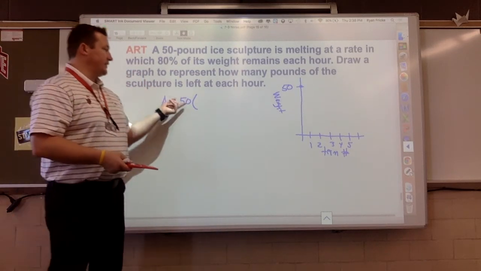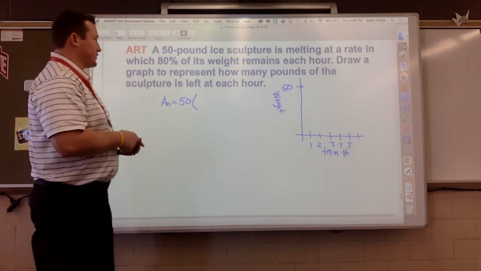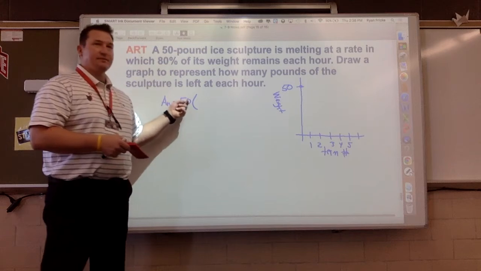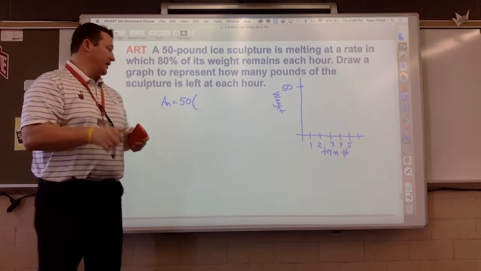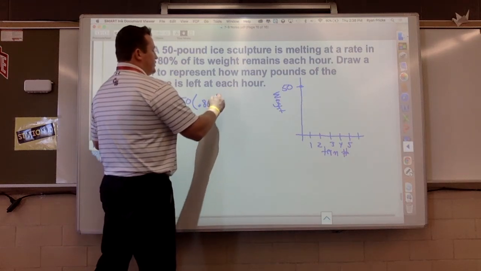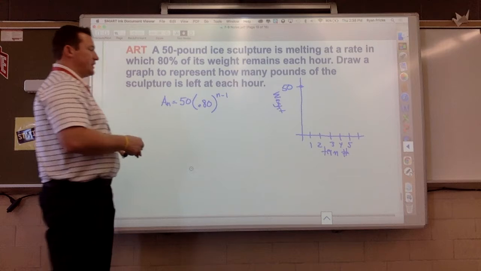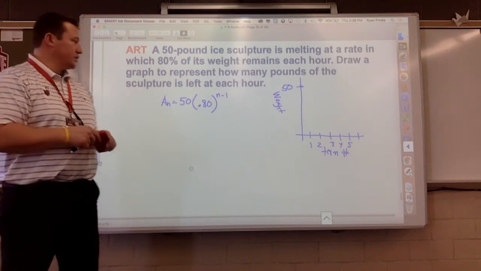Now, if we think about how would we find the second term? We know we start at 50, right? How am I going to find the second term? Well, we're going to multiply this by 80%. Not really 80%, but 0.80, okay? You can think of that as your common ratio, okay? There you go. Beautiful, okay?